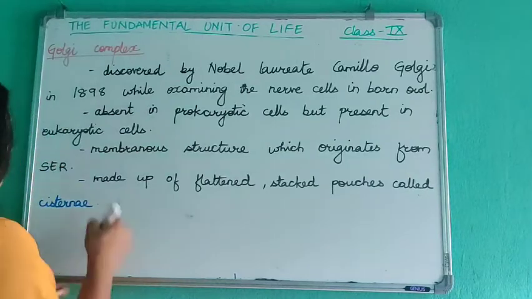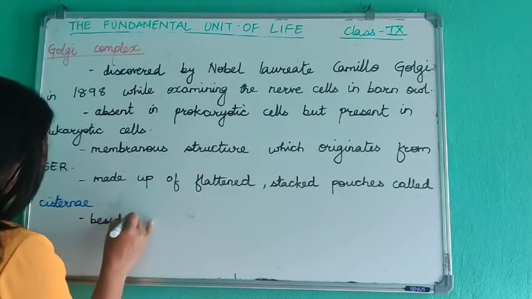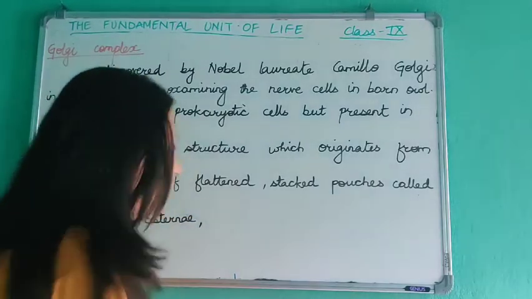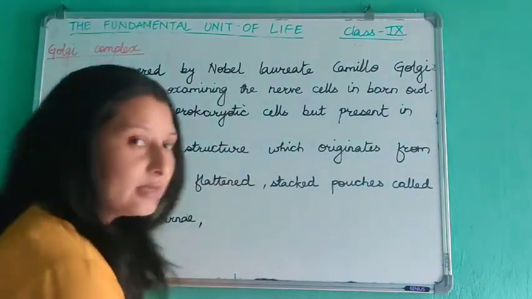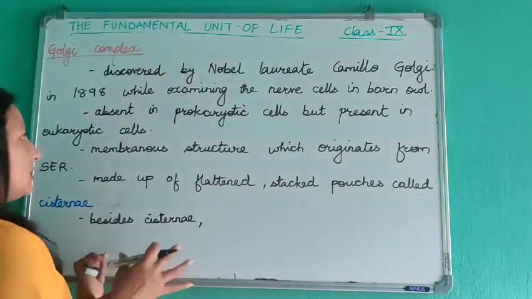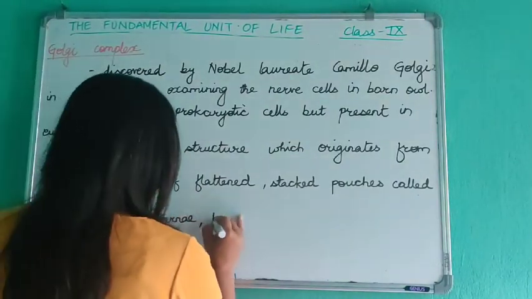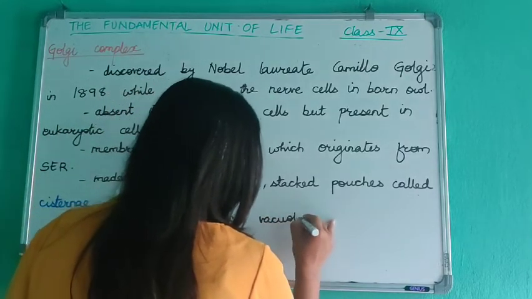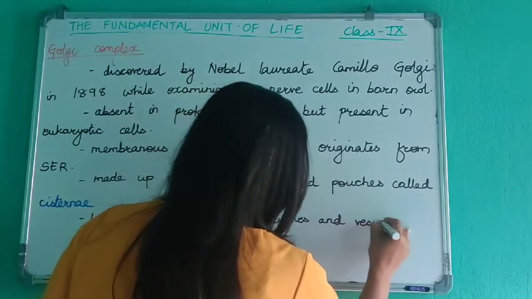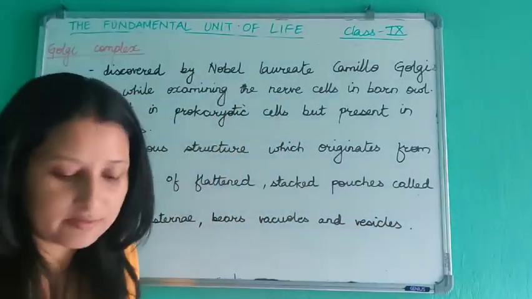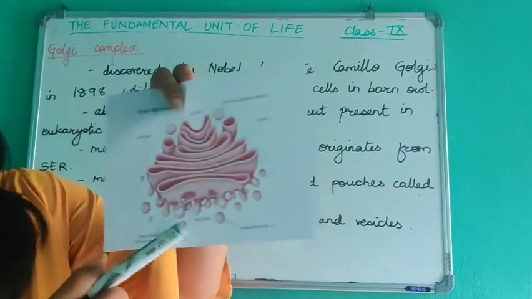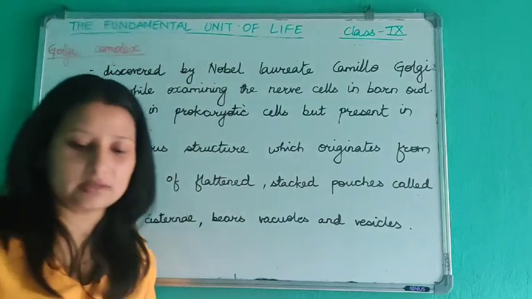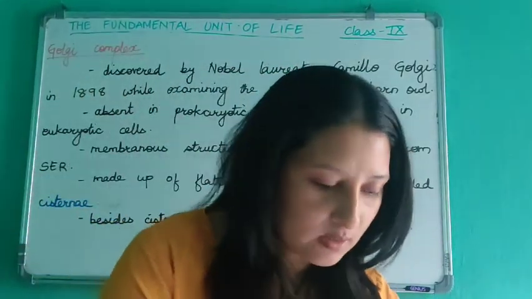Now, besides cisternae, okay, cisternae बाहेक पनि there are vacuoles. Okay, vacuoles and small vesicles. Okay. So Golgi complex, it bears vacuoles and vesicles. Okay, it bears vacuoles and vesicles. So these are the vacuoles. These are the vacuoles and the vesicles that are present in the Golgi complex.